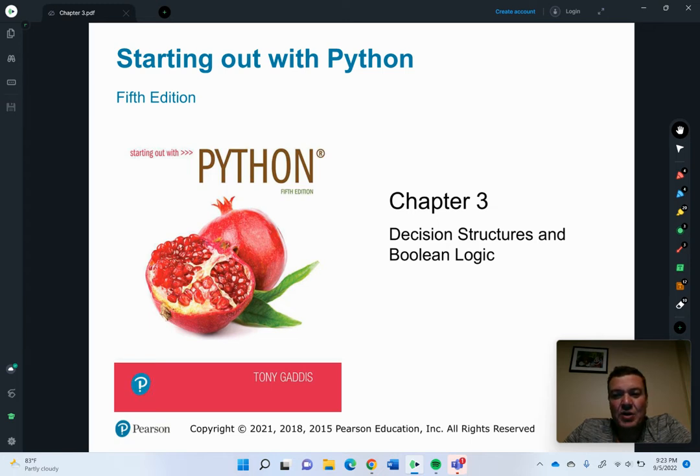In this chapter, we're going to go over decision structures and Boolean logic. This is really a key essential for programming. The reason why it's a key essential is because without them, our programs would execute from beginning to end, or from top to bottom, without any real control.